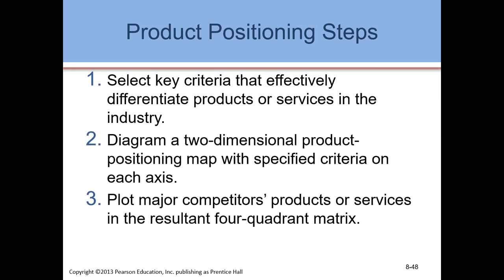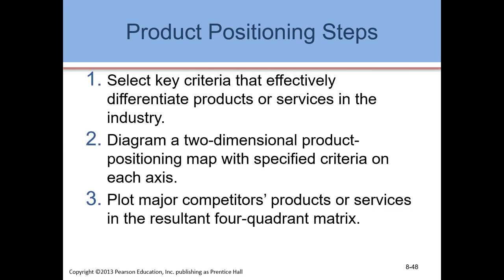Now, there are certain product positioning steps we need to focus upon. The first product positioning step is select key criteria that effectively differentiate products or services in the industry. So we have to develop the points of parities and the points of differences. The second is diagram a two-dimensional product positioning map with specified criteria on each axis, which is like developing the perceptual mapping as well, as we have discussed about the perceptual maps in our initial concerns. And I gave you the example of perceptual maps in relation with strategic group mapping.